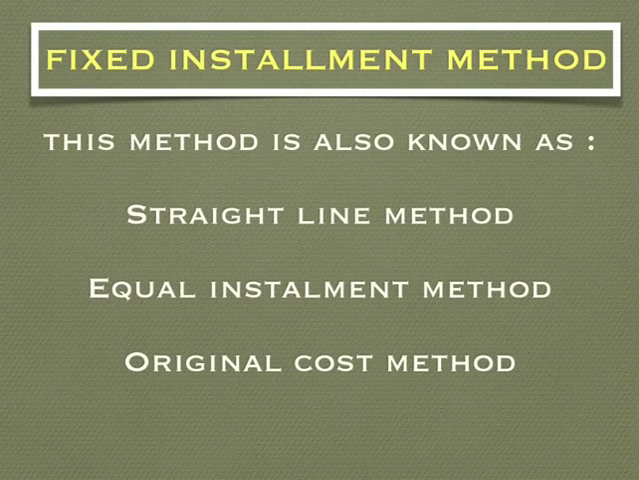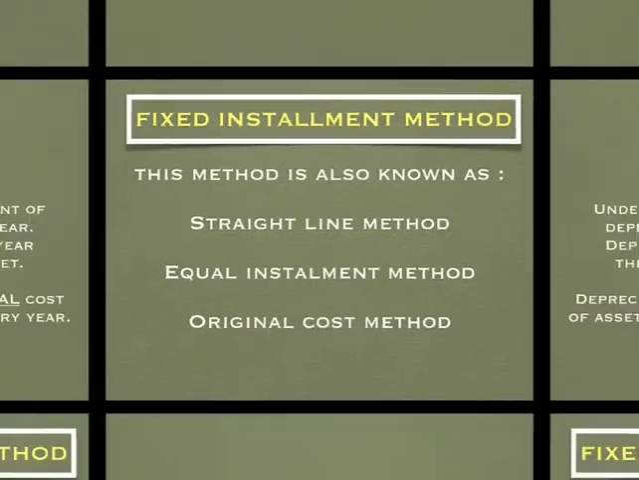Firstly, we will discuss the fixed installment method. This method is also known as straight line method, equal installment method or original cost method. These are the several names associated with the same term, that is it may be called fixed installment, it may be called original cost, or it may be known as equal installment and straight line method.